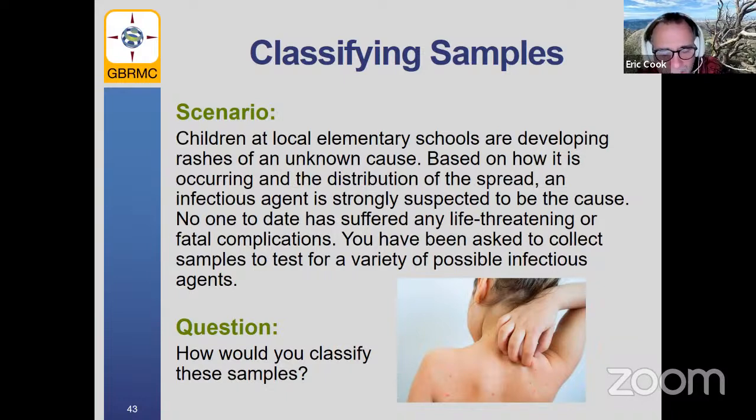So you've been asked to collect samples to test for a variety of possible infectious agents. You're going to see, is this measles? Is it rubella? Is it chicken pox? Maybe some other herpes virus or something like that? So the question is how are you going to transport these samples? Are you going to ship them as category A or category B? So go ahead and hold up your signs, whether you think it's A or whether you think it's B.